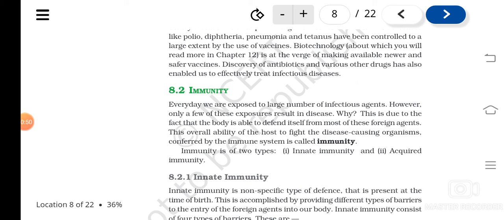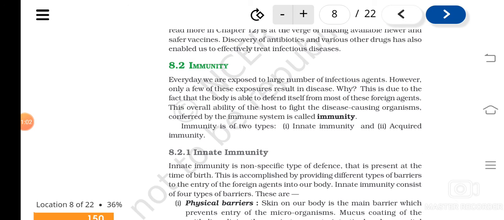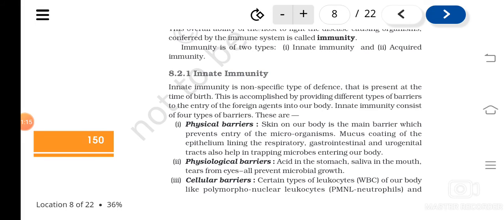Immunity is of two types. What are they? Innate immunity and acquired immunity. We have seen this. Innate immunity means what? It's a general type, isn't it? Non-specific means it is not a specific type of immunity to a particular disease. It is generally the features by which the body prevents the diseases, isn't it? So it includes physical barriers, presence of skin, mucus coating.